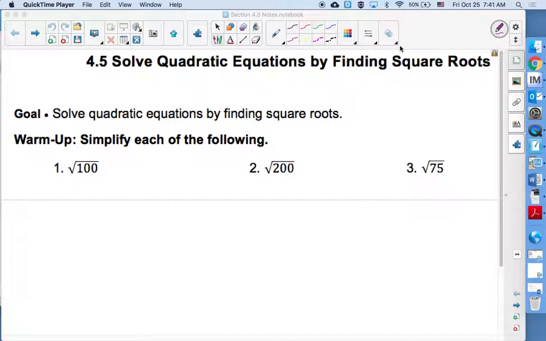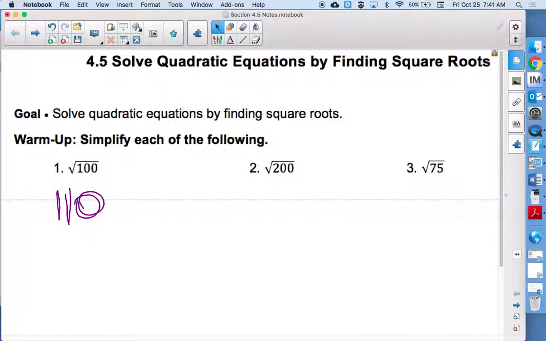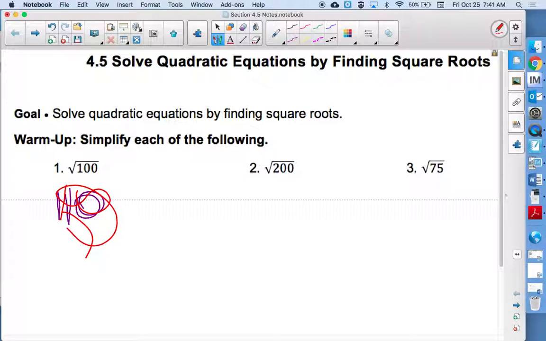I'm going to go through these pretty quickly. The square root of 100 is 10. That's called a perfect square. Doesn't want to work today. Ooh, there it goes. Okay, so 10. Let's pretend 10 is there.